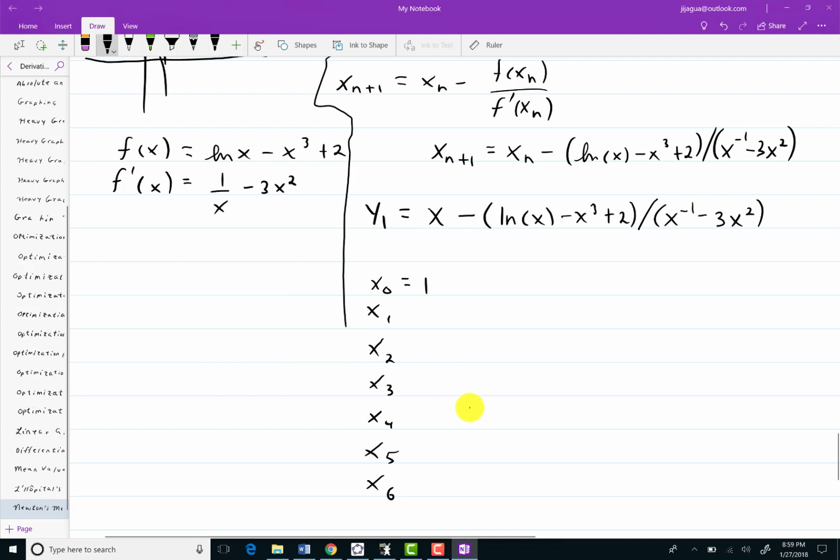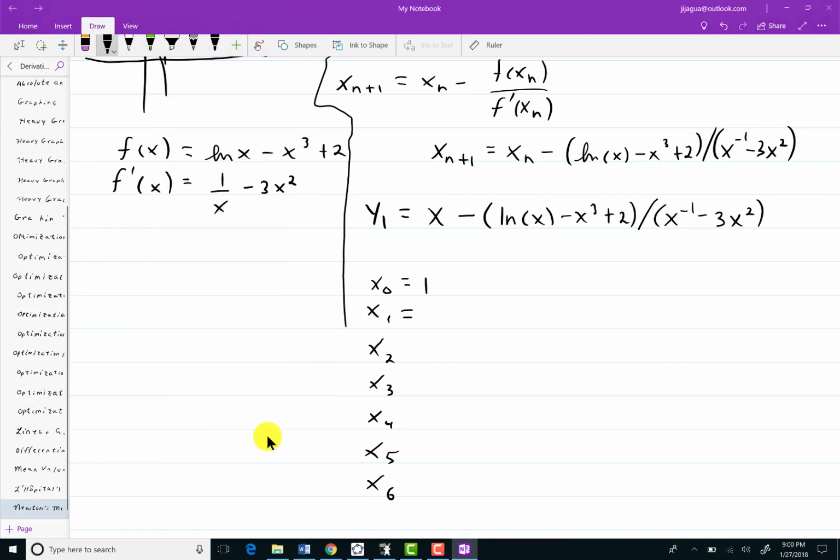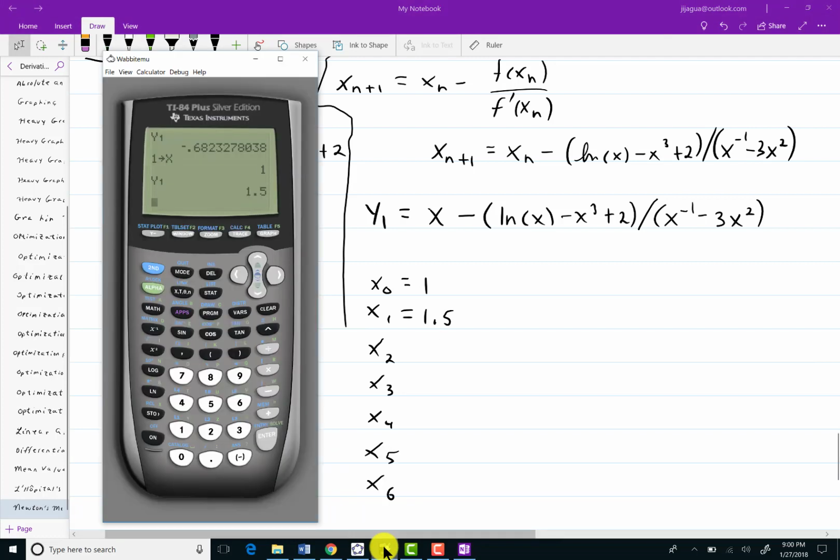All right, let's throw it in. I've already got it in for x. Now let me go to vars, yvars, function, y1, enter. 1.5 for my x1. All right, now I'm going to plug that back into x. So store x, enter, vars, yvars, function, y1, enter. 1 point, now I want 7 decimal places while I'm doing this.